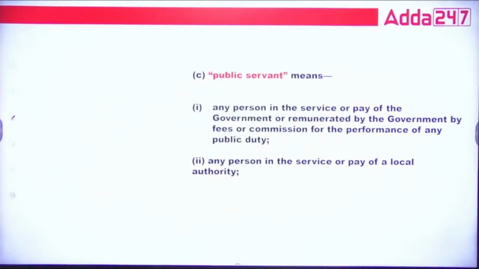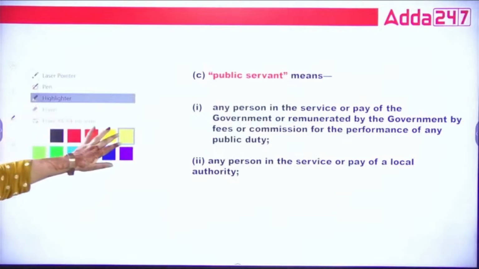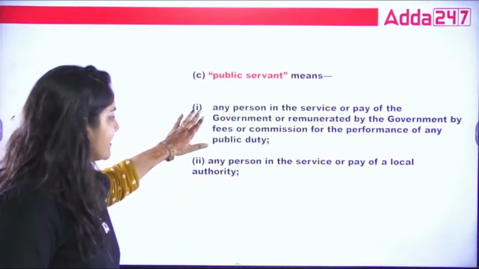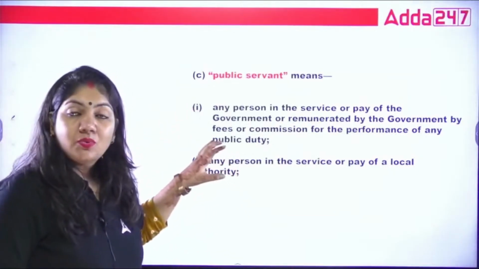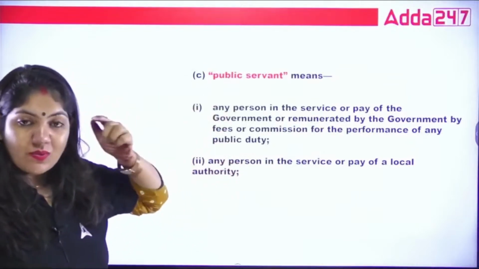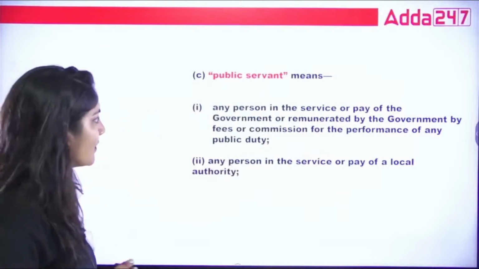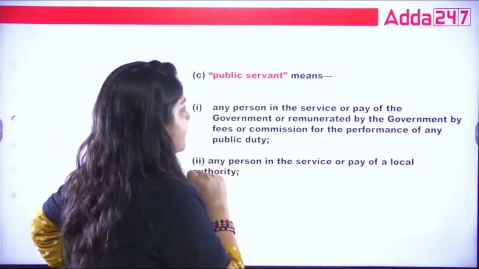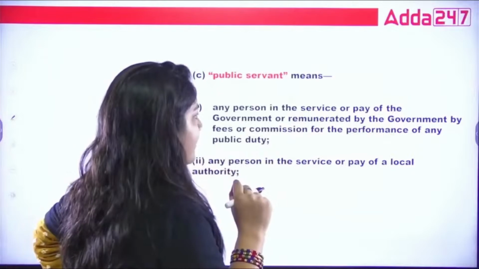Okay, class, what is public servant? One by one, I will just highlight because these contain 12 points. So 12 points come under the definition of public servant. One by one, we will read. What is public servant? Any person in the service and pay of the government and remunerated by it.